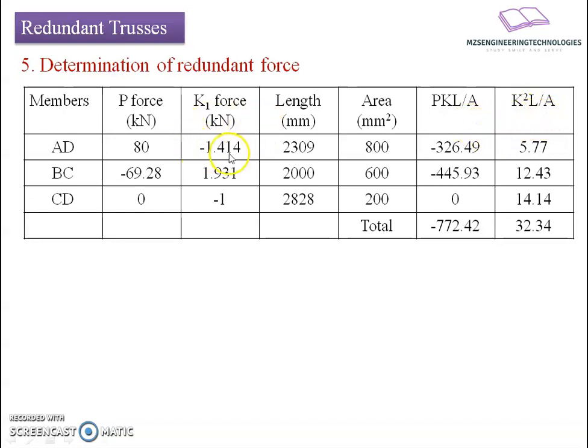What we will do, we will take the square of the K1 force, multiply it by length L and divide it by area. It results into 5.77 for the member AD. For member BC it's 12.43, and for member CD it is 14.14. The summation comes to be 32.34.